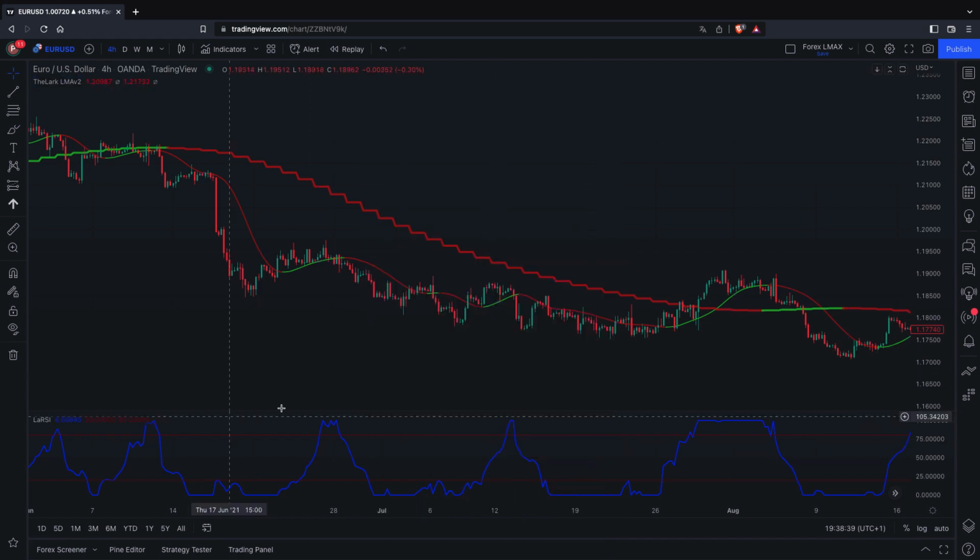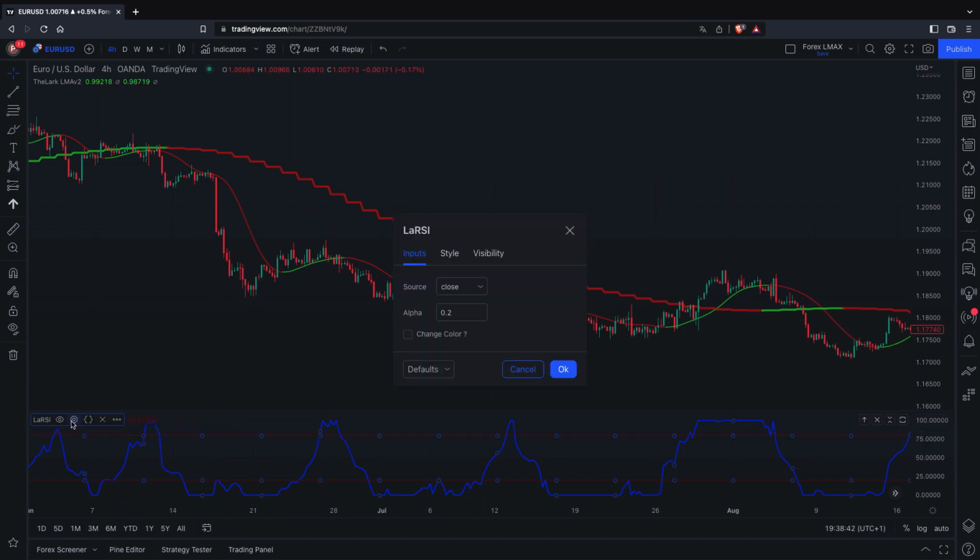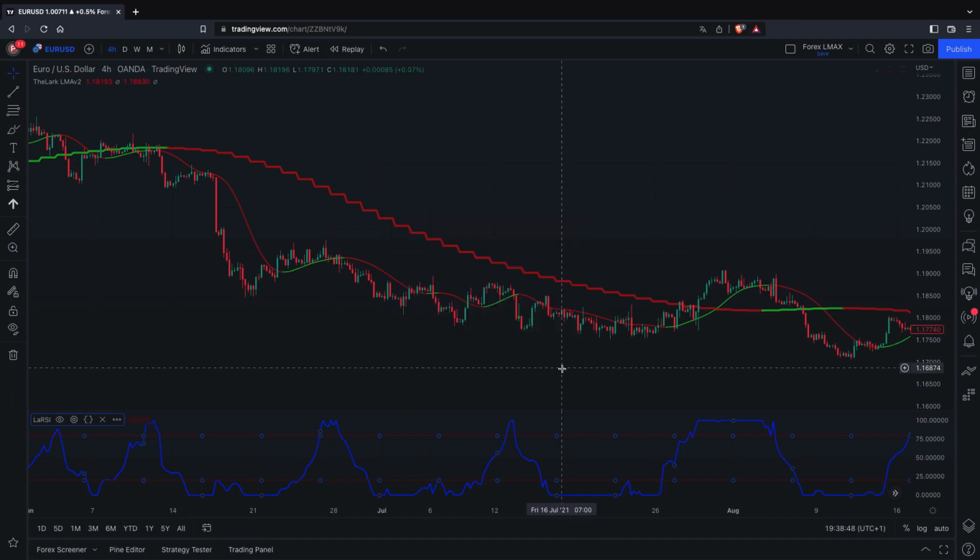Crosses up or down from oversold or overbought zones of the Laguerre RSI will give us an entry signal to the market. Laguerre filter multi-time frame will confirm this signal if both filters point in the same direction, that is, both trends are bullish or bearish.